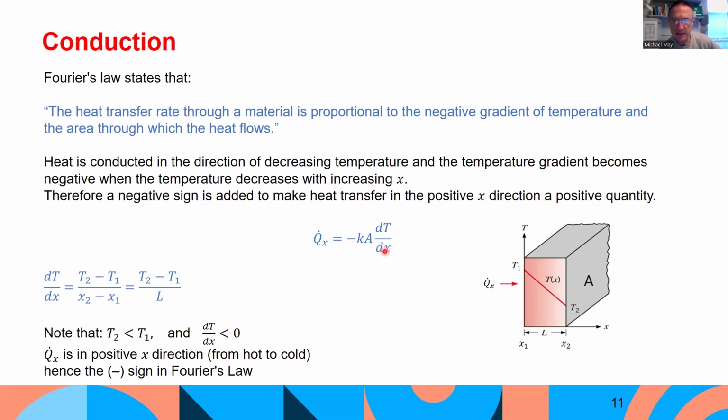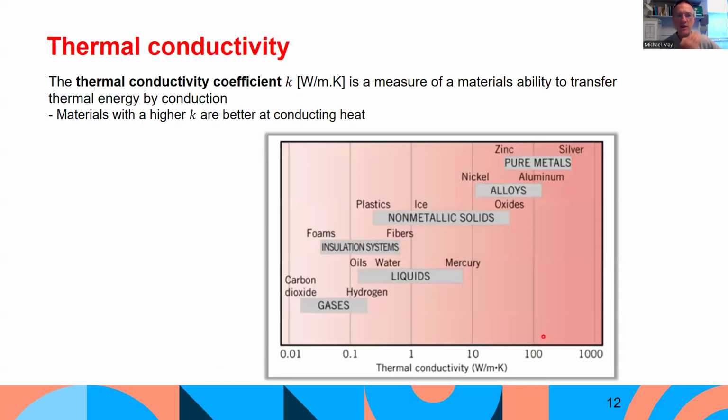And the delta x here is the distance that we're dealing with down here. So we're dealing with the full distance through the wall. We can represent it as L, which is shown here as the length. So the thermal conductivity coefficient K in watts per meter Kelvin is a measure of a material's ability to transfer thermal energy by conduction. Materials with a higher K are better at conducting heat. So a few examples here of the thermal conductivity for different substances and materials.